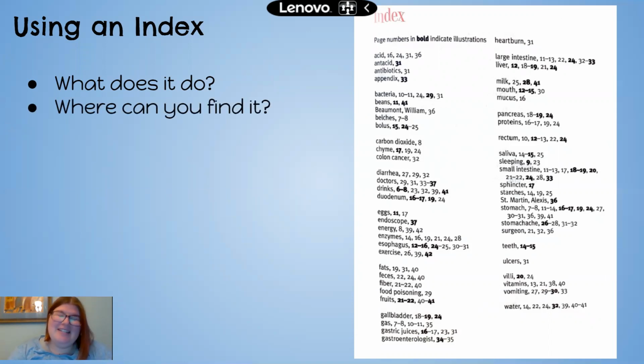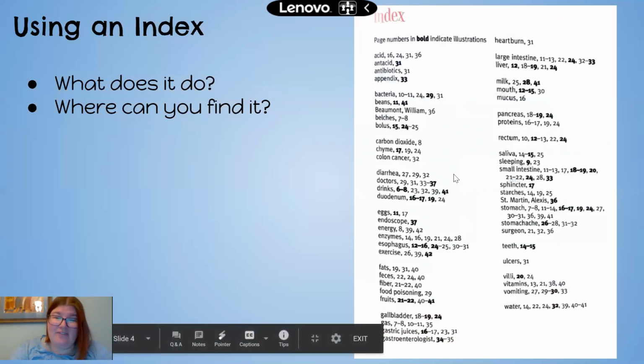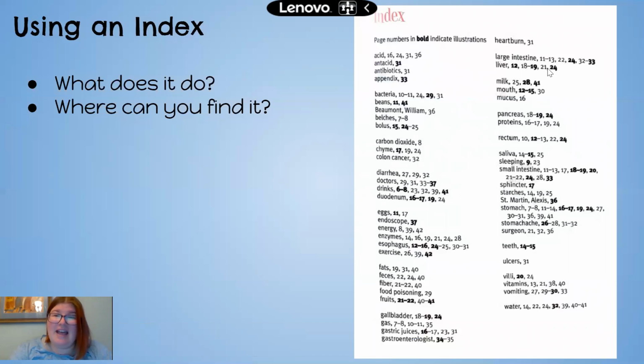Where can you find it? It's always one of the last pages inside of a nonfiction book because, as you can see, it has all these different pages here, 35, 33 to 37, 31, 31, 10, 11. It has to talk about the whole book. So it is always, always, always at the end.